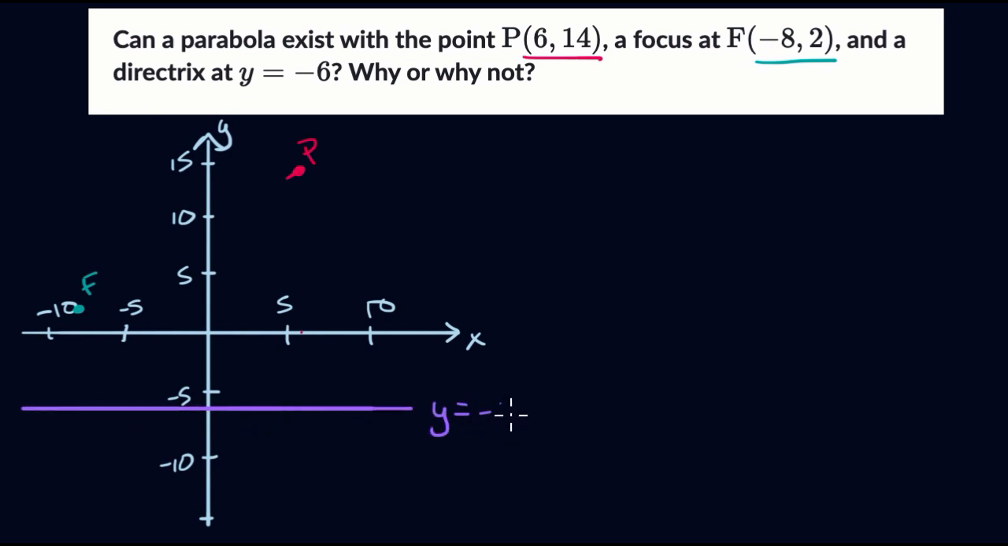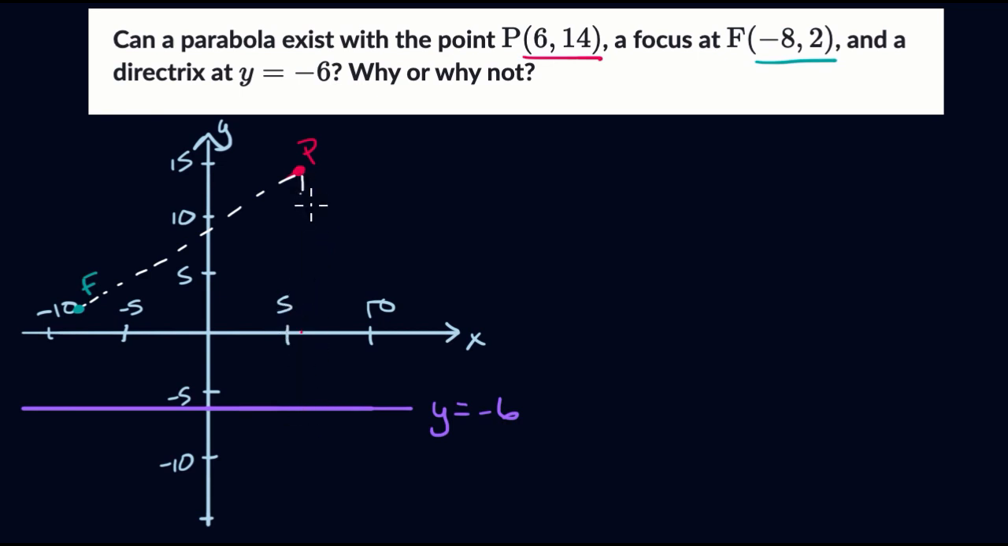Now, our definition of a parabola is the locus of all of the points that are equidistant from the focus and the directrix. And so what we need to do is, if P is on the parabola, then the distance from P to F, this distance right over here, needs to be equal to the distance between P and this directrix.